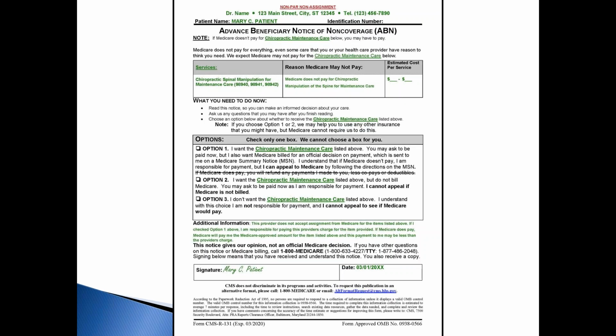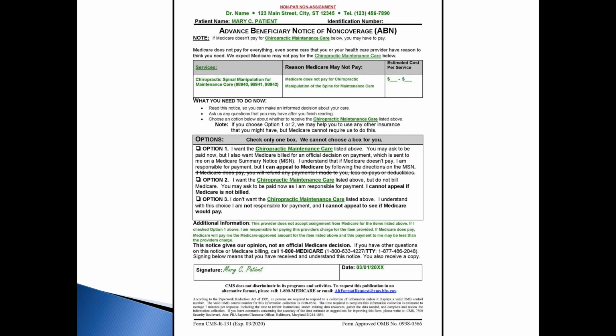Now, if you're non-PAR, not accepting assignment, you should update the form so it looks like this. In option one, cross out that last line, and then in additional information, put in, this provider does not accept assignment from Medicare for the items listed above. If I checked option one above, I am responsible for paying this provider's charge for the item provided. If Medicare does pay, Medicare will pay me, the patient, the Medicare approved amount for the item listed above, and this payment may be less than the provider's charge.